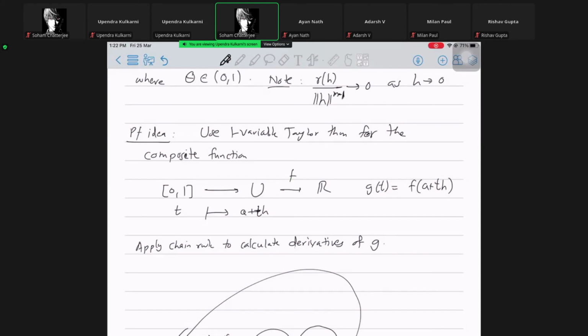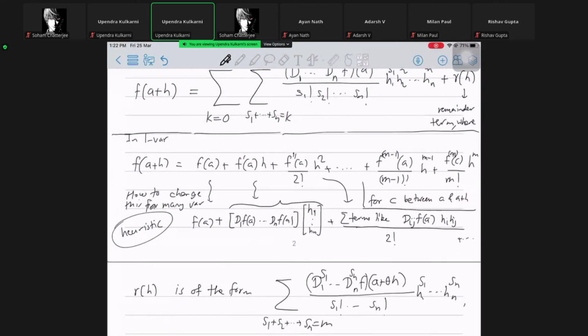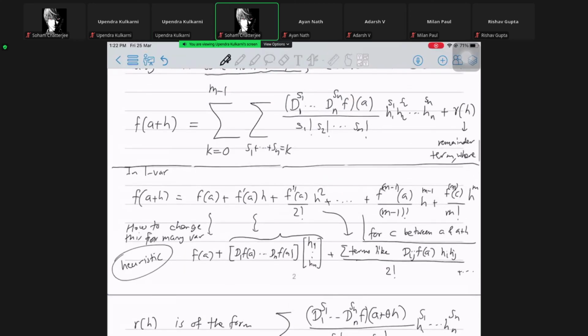Sir, can you again explain why we took that expression for f double dash a h? How did we come up with that? For Taylor's theorem? Are you talking about the one variable case or the multivariable case? Multivariable case. Okay, let me just make sure I understand the question. Are you talking about this? Yes, sir. Okay, so this is only heuristics.